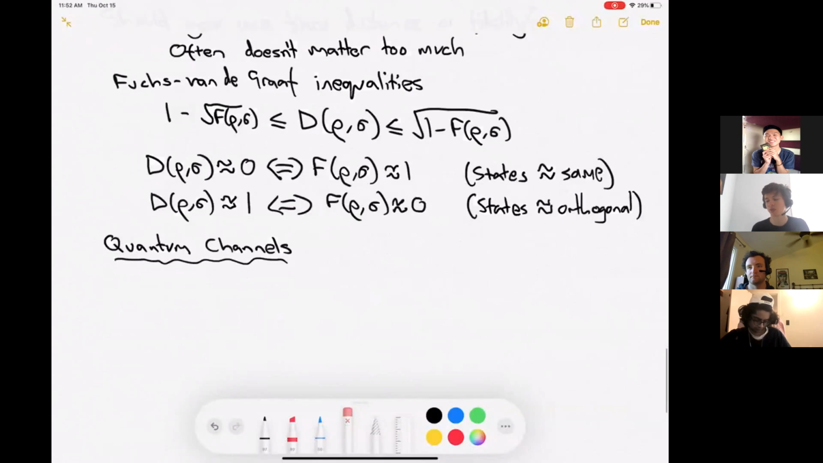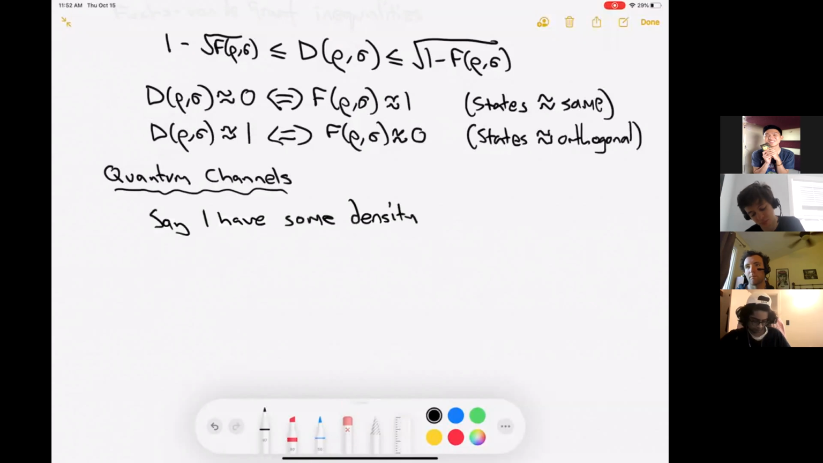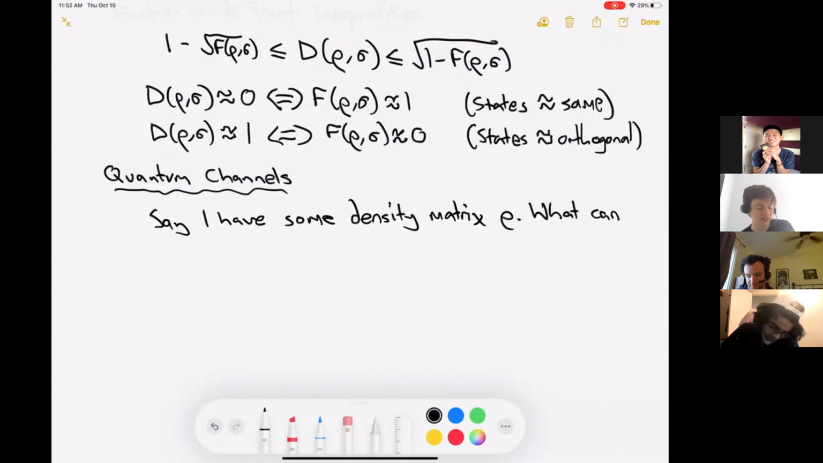Any other questions? Otherwise, we'll go on to quantum channels. So let's say I have some density matrix. We want to answer the question of what can I do with my density matrix? If I had a pure state and we were just evolving it to another pure state, then the only way it could evolve would be via a unitary matrix, right? But now we have a density matrix, we can do more.